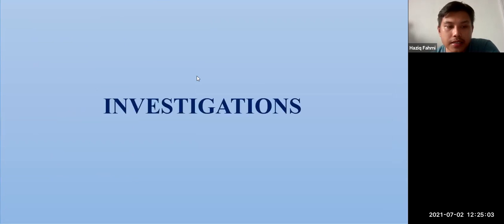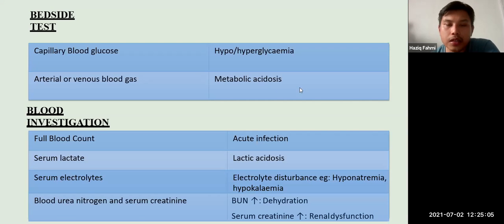we move into investigations. I'll divide them into several categories. First is the bedside test. We can do a rapid blood glucose to rule out hypo- or hyperglycemia. For example, hypoglycemia may accompany the metabolic demand and decreased oral intake associated with sepsis in children. Okay, next is arterial or venous blood gas to rule out metabolic acidosis.